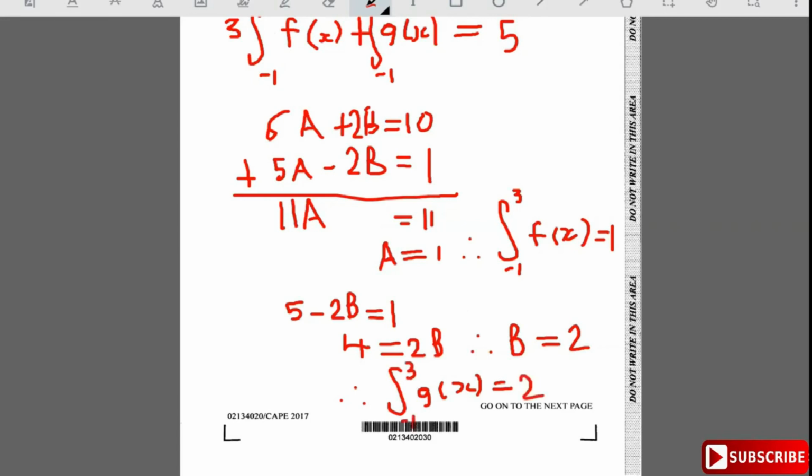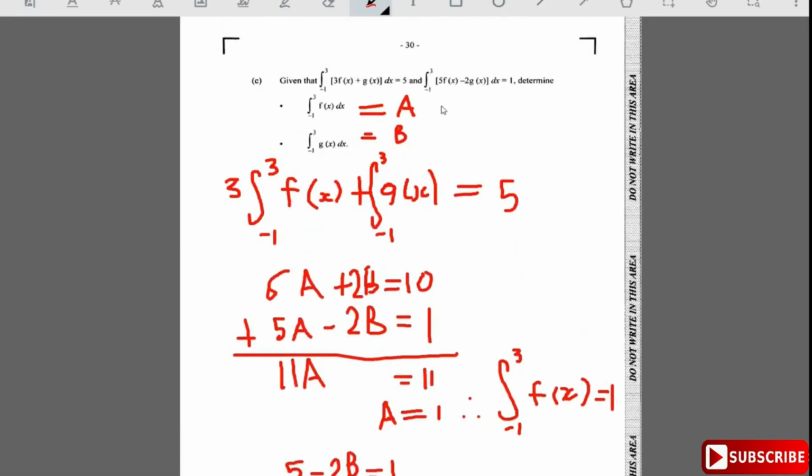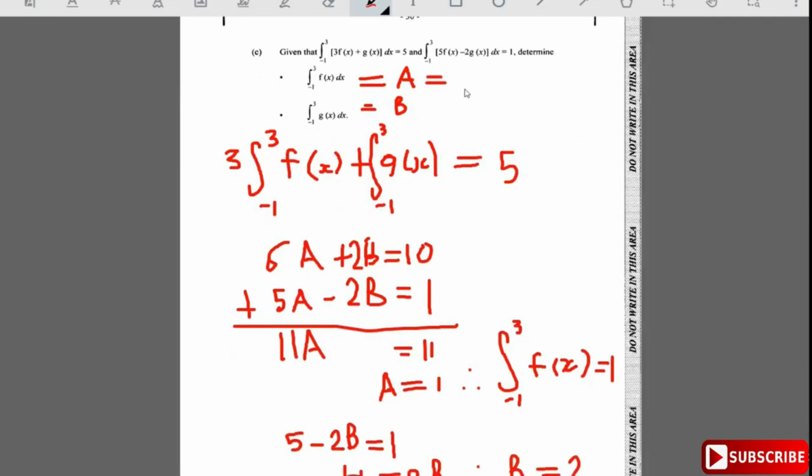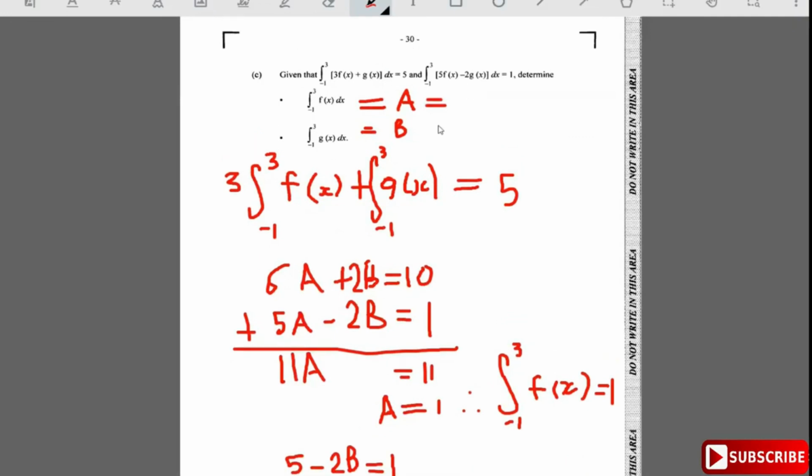Nice and easy. So this is equal to a, and a is 1. And this is equal to 2. That's the answer. Those are the answers. Nice and easy. 1 and 2.